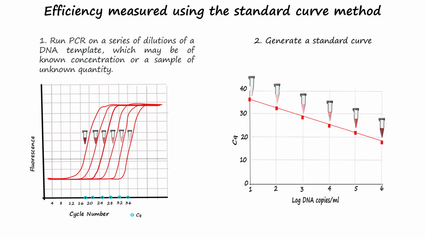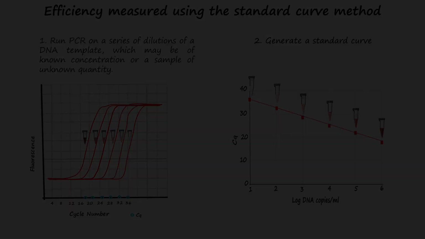One way to measure efficiency is to generate a standard curve by running serial dilutions of DNA template, which may be of known concentration or a sample of unknown concentration. CQ values obtained for each dilution are plotted against the log of the starting concentration of the template or the dilution factor of unknown concentration.